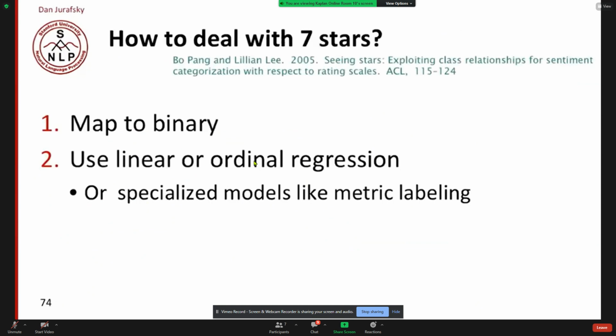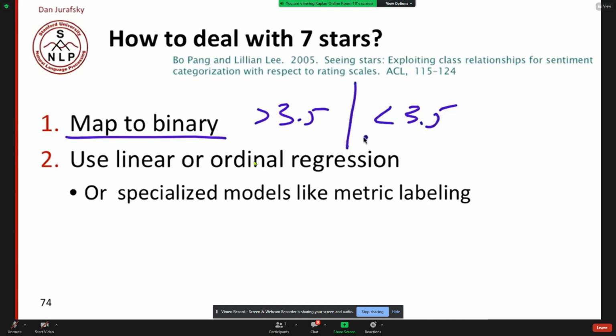We also, in our baseline algorithm, made the simplifying assumption that sentiment was a binary problem, positive or negative. So how do we deal with 5 stars or 7 stars or 10 stars? There are 2 ways we can do this. We can map onto a binary class, we can say things that are more than 3.5 stars are positive or less than 3.5 are negative, or we can take the average of all the data, we can z-score, we can do various ways of drawing a boundary between positive things and negative things.